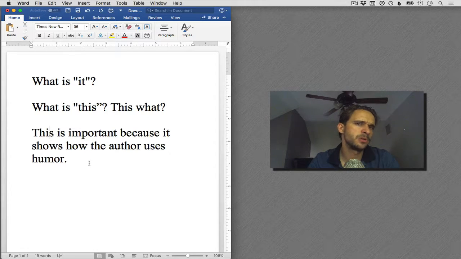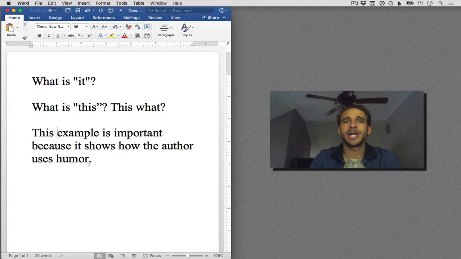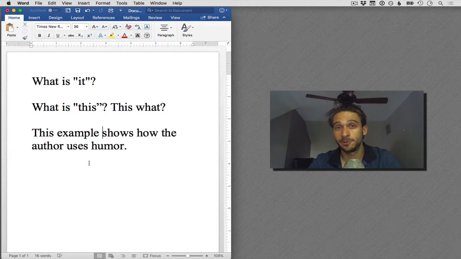this what? What are you talking about? What do you mean? Right? So this passage or this example. So just watch out for these ambiguous thises. And same thing for it. It shows. What is it? What are you talking about? All right? So you can just say, this example shows how the author uses humor.